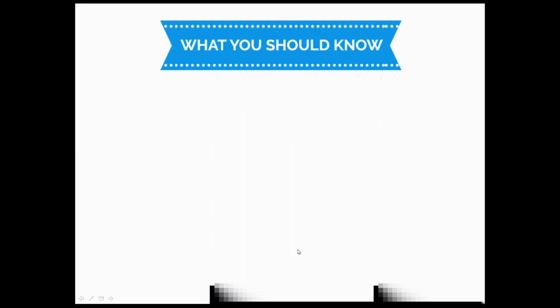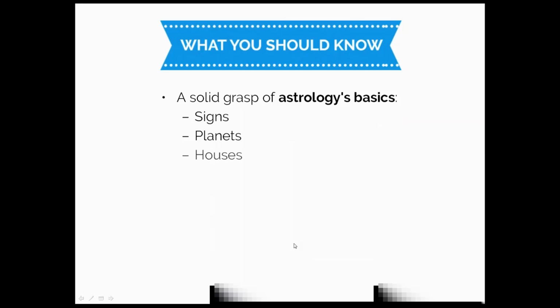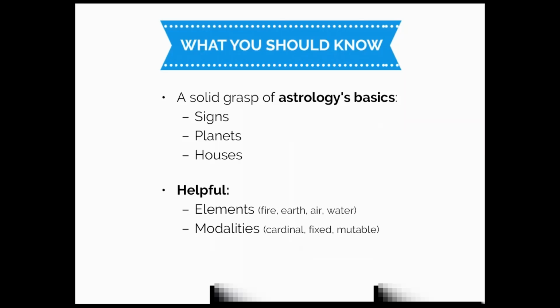Now, to get the most out of the class, you do need to know a little astrology. You need to be familiar with the signs of the zodiac, the planets, the houses, and if you know how to find and interpret planetary aspects, so much the better, but we're not really going to go into that today, aside from a few big, fat, easy-to-see ones. It's helpful if you know something about the signs' elements, fire, earth, air, and water, and the modalities, cardinal, fixed, mutable, but it's not completely essential, and I do cover that in the class.